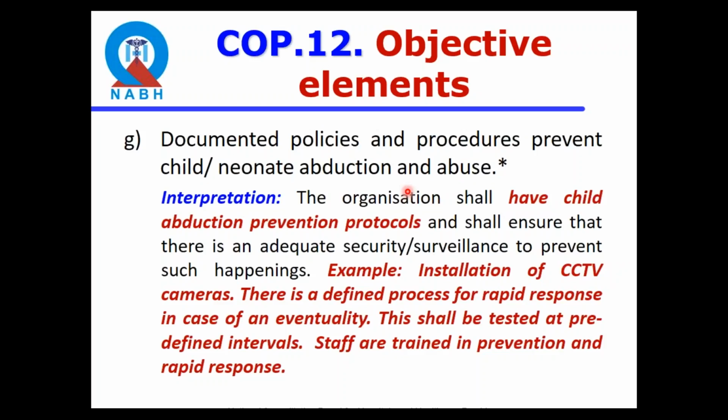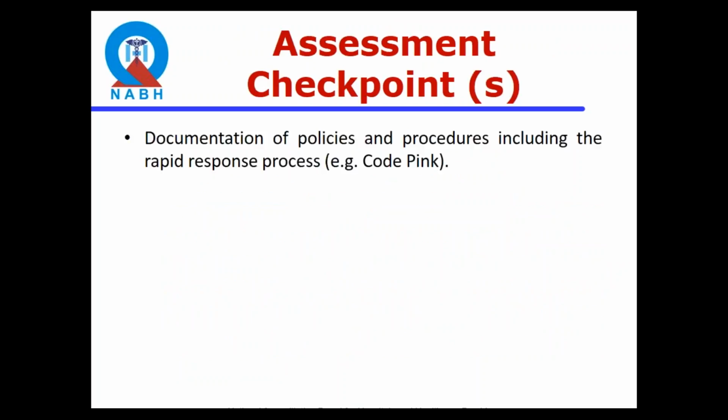In the rare scenario or event that a child actually gets abducted, then also there should be a process as to how the organization is going to respond. Please note, having only the latter with no documentation of the former is not acceptable. The former also has to be documented. So how do we assess?